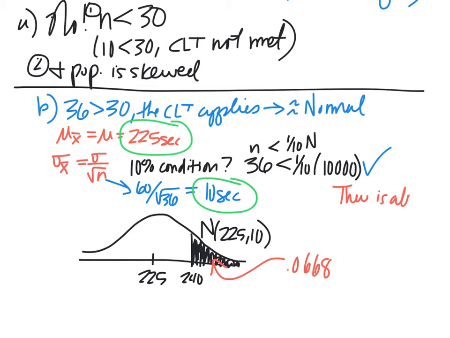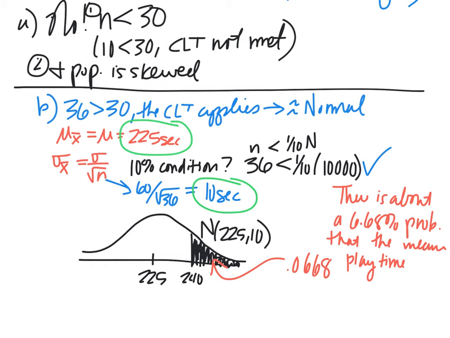There is about a 6.68% probability. And then again, I usually like to go back to the prompt and just copy it down, so that the mean play time is more than 240 seconds. There you go.